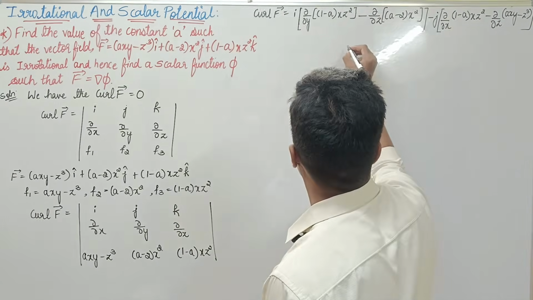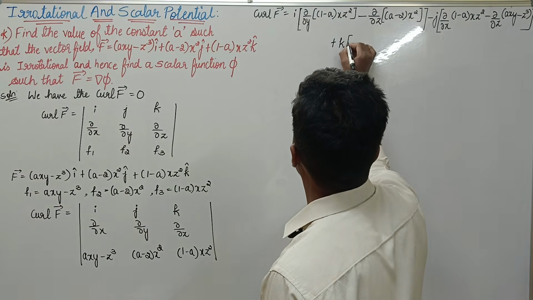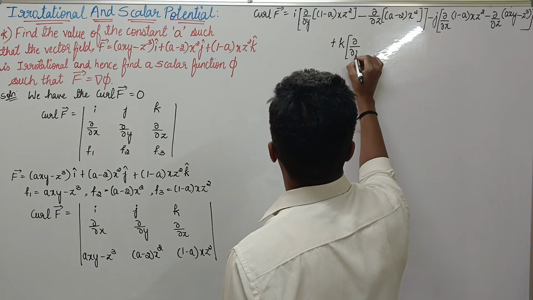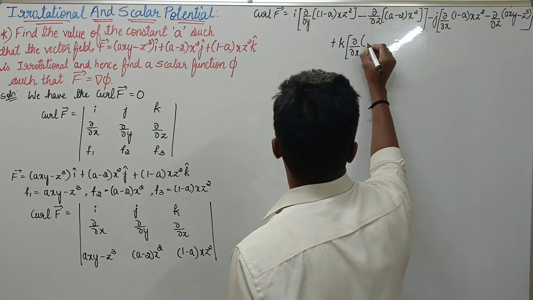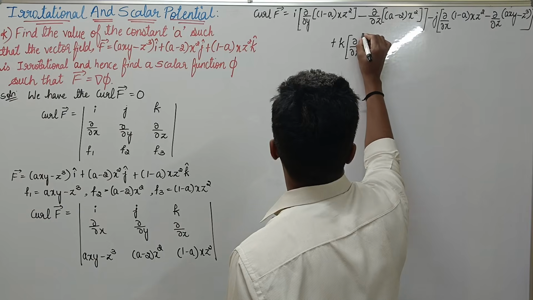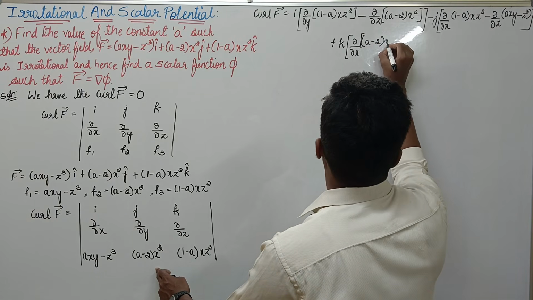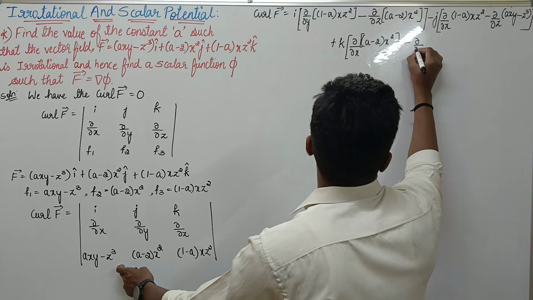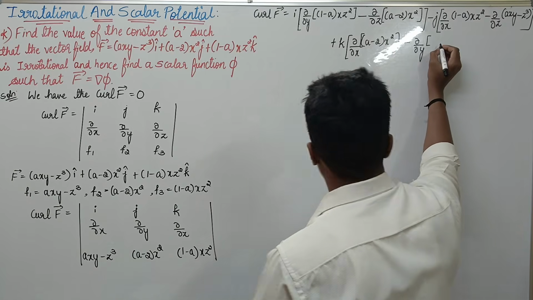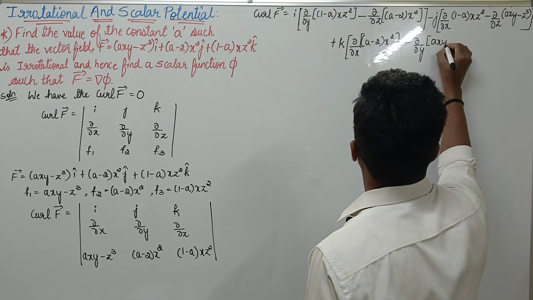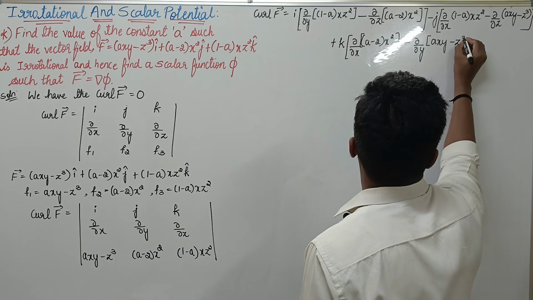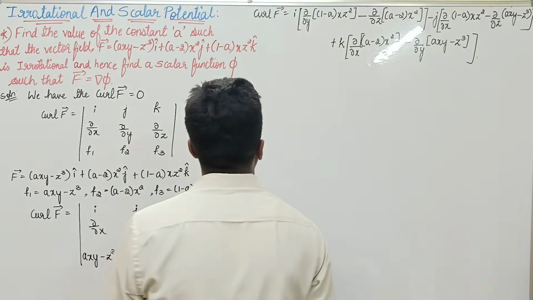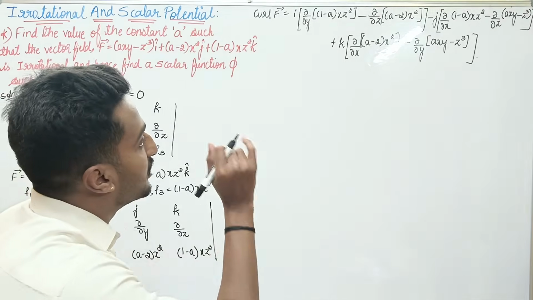Now let us go with respect to k. Plus k into, now this into this, that is dou by dou x into a minus 2x² minus dou by dou y into axy minus z cube. Done with the determinant matrix multiplication. Now let us differentiate term by term.